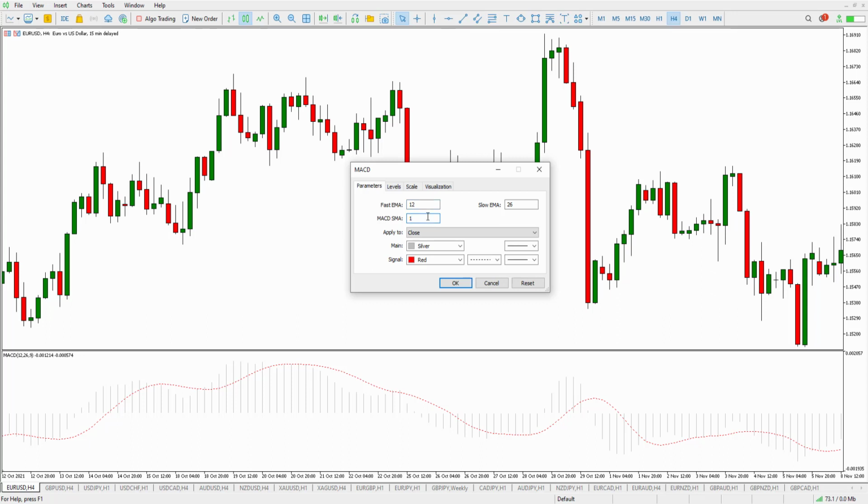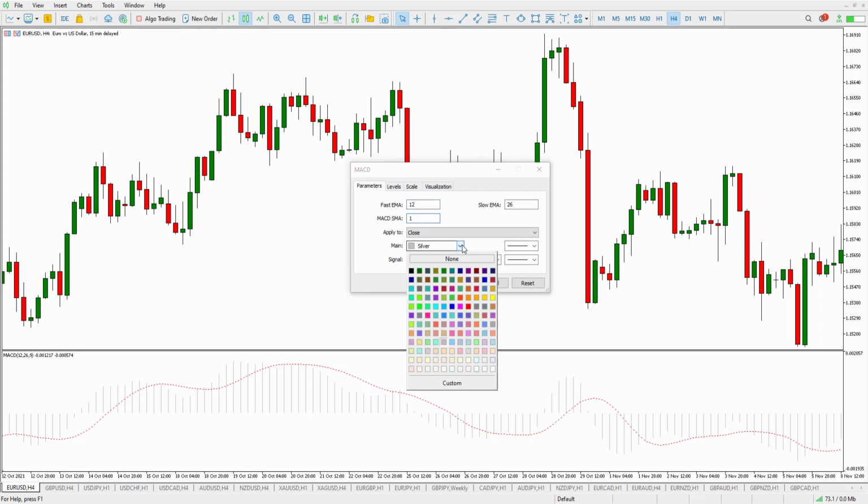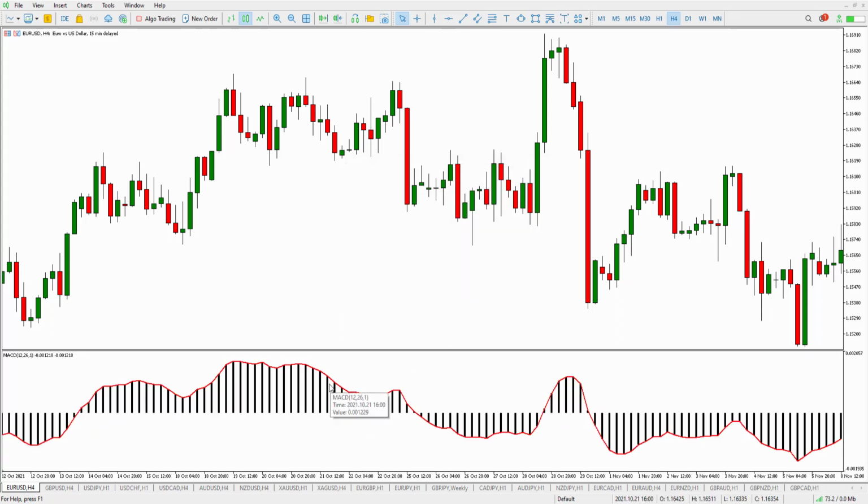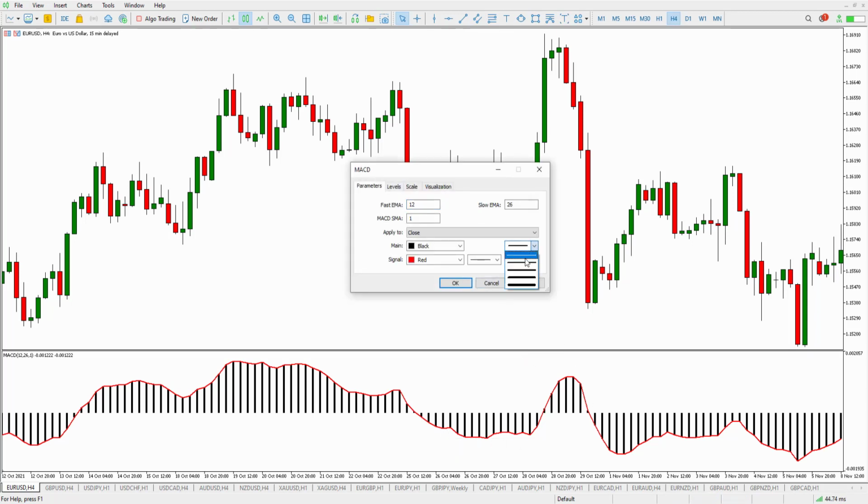What I like to do though is, because I don't use the simple moving average, I change this one to 1, and then you can also change the colors a bit so you can see that a little bit better. And what this is gonna do, it will stick the simple moving average across the lows and the highs of the indicator. That way you can see them a little bit better.